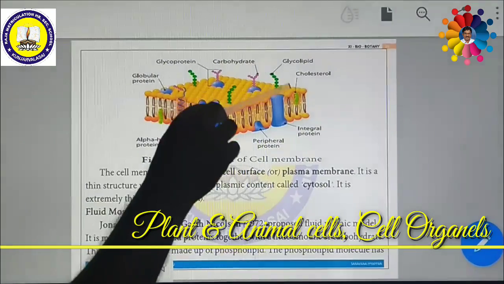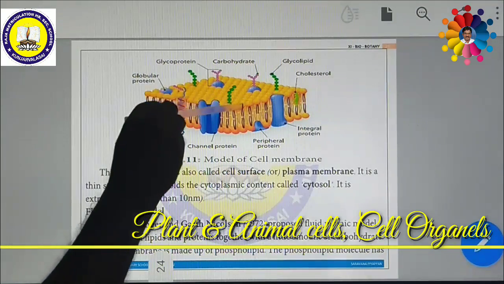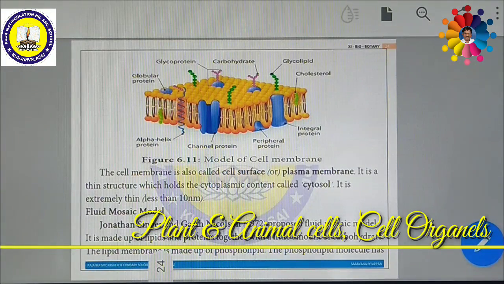In such a way, it is made up of lipids and proteins. The yellow colored part is called lipid, and the proteins are embedded in it. They combine together to form lipoprotein, that is the mosaic model. So Singer and Nicolson proposed this fluid mosaic model. It is made up of lipids and proteins together with a little amount of carbohydrate. The lipid membrane is made up of phospholipid, which is made up of phosphorus and lipids. Lipids means fat. Both phosphorus and lipids combine together to form phospholipids.